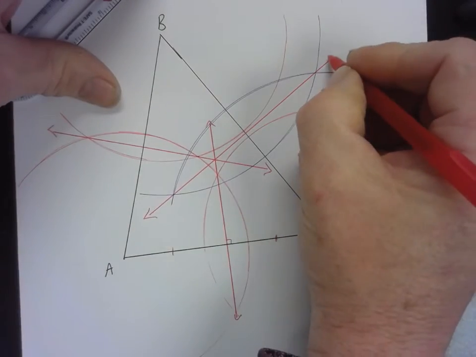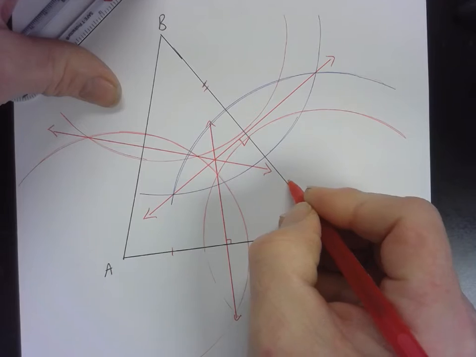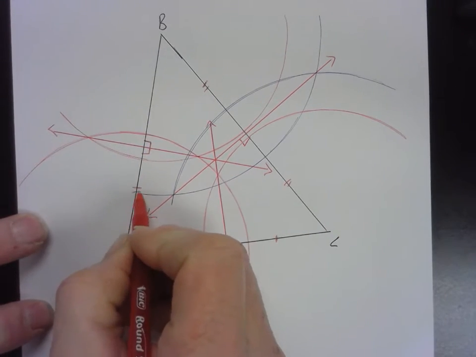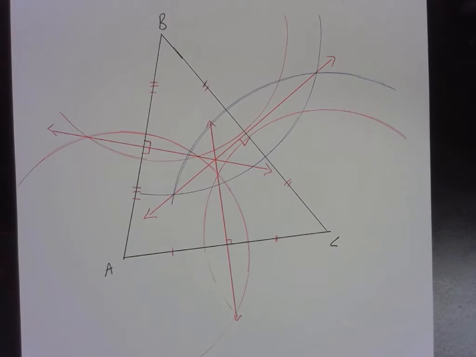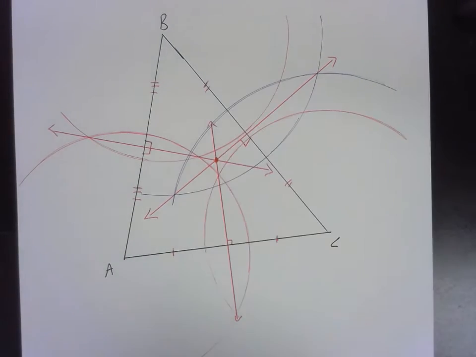So there's the other perpendicular bisector. And are the three perpendicular bisectors concurrent? They're concurrent, aren't they? Okay. I think that's kind of amazing. So there's our point of concurrency right there. And it actually has a name.